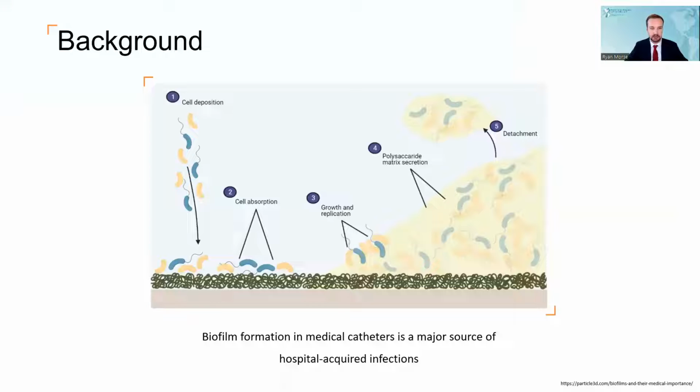Starting off with a little bit of background, biofilm formation in medical catheters is a major source of hospital-acquired infections. What's happening here is we're having bacteria that are introduced from the outside environment into the catheter lumen. Once they enter the lumen, these free-floating planktonic bacteria tend to migrate towards the wall of the catheter. Once on the wall of the catheter, they will grow and replicate and ultimately begin to secrete a polysaccharide matrix, which we call biofilm. This biofilm will confer a resistance of the bacteria to flushing and antibiotic treatment and other modes of removal.